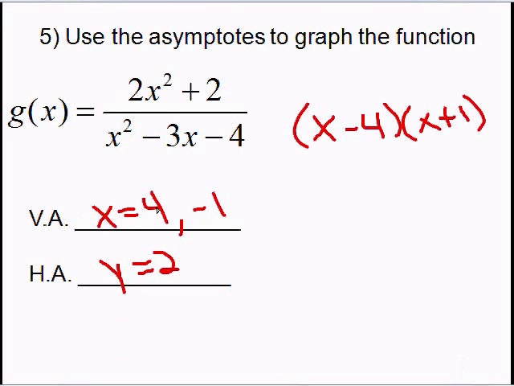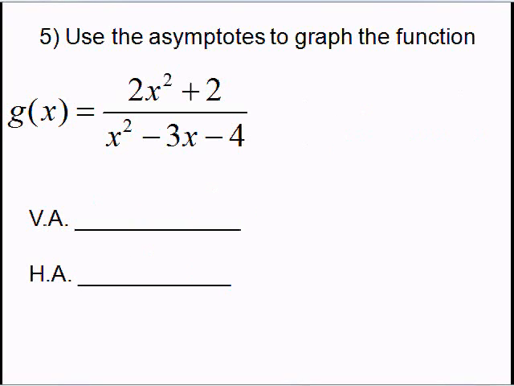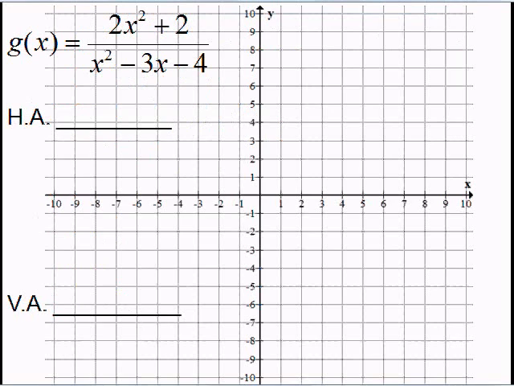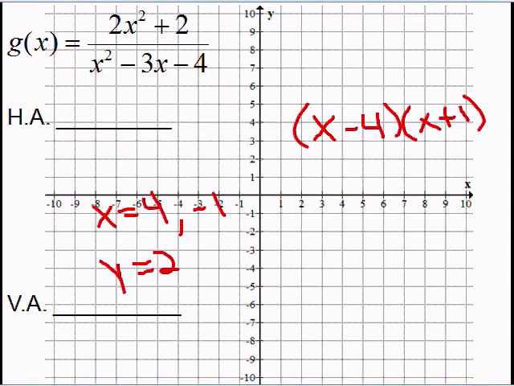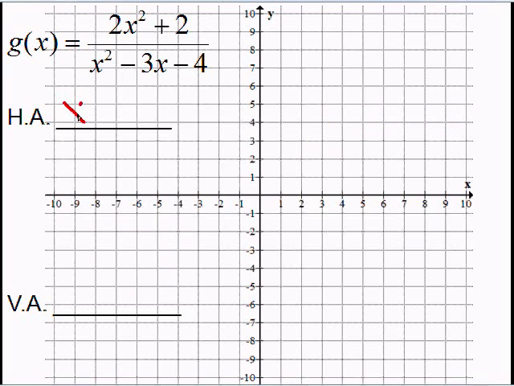Okay, hopefully you got x equals 4 and x equals -1. And for a horizontal asymptote, you got y equals 2. We want to rewrite those again. After you find the asymptotes, let's talk about how to actually graph the function. I'm going to graph these asymptotes first.